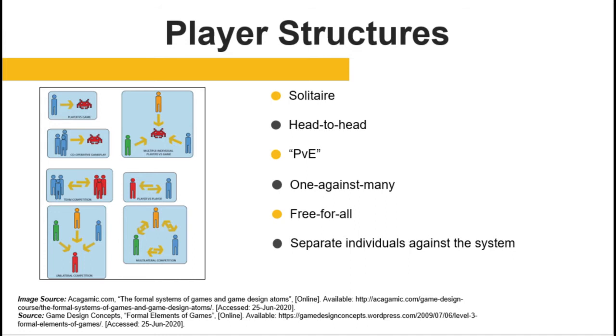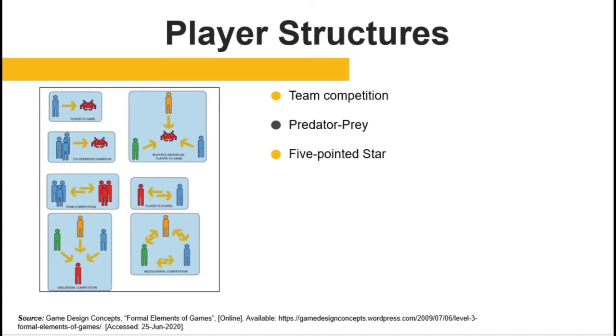Separate individuals against the system, or one player versus one player versus one player and so on. Perhaps the most common player structure for multiplayer games, this can be found everywhere, from board games like Monopoly to multiplayer deathmatch play in most first-person shooter video games. Team competition, or multiple players versus multiple players. This is also a common structure finding its way into most team sports, card games like Bridge and Spades, team-based online games like Capture the Flag modes from first-person shooters, and numerous other games.